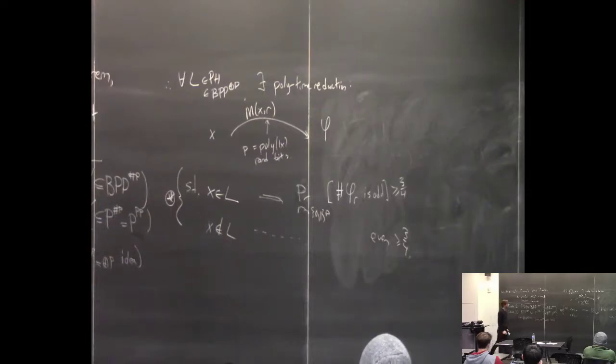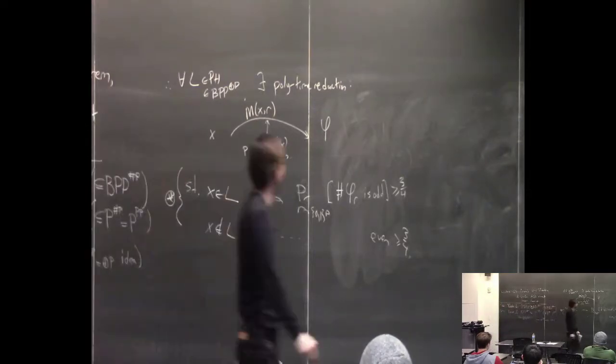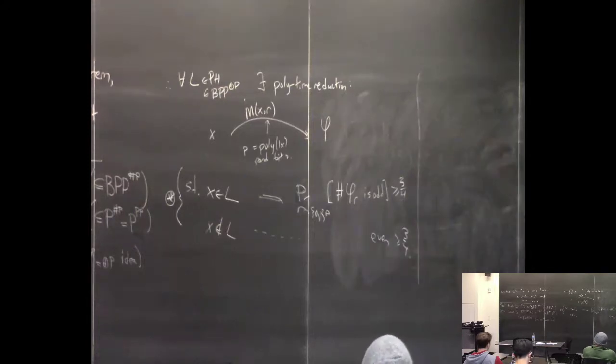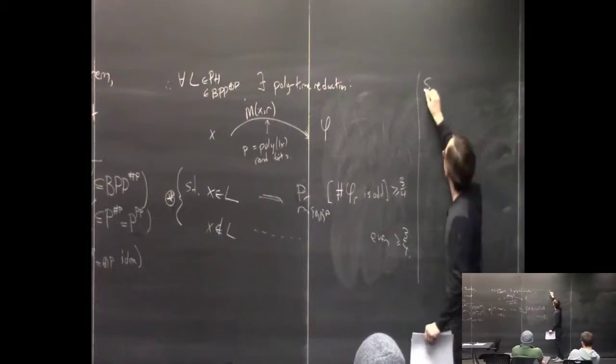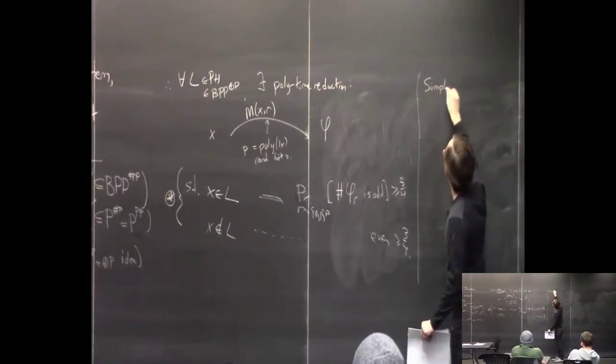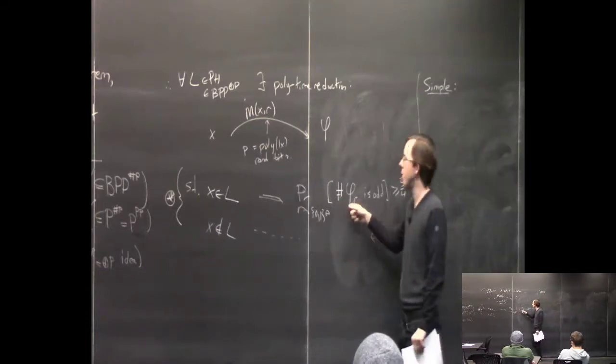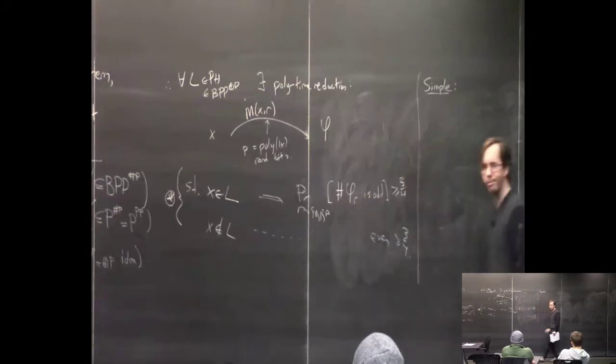So we need to get rid of this randomness. So we're going to use a few tricks. We might have seen them before, but I'll remind you. A few tricks for playing around with the number of satisfying assignments for a formula. By this I mean the number of satisfying assignments for it.